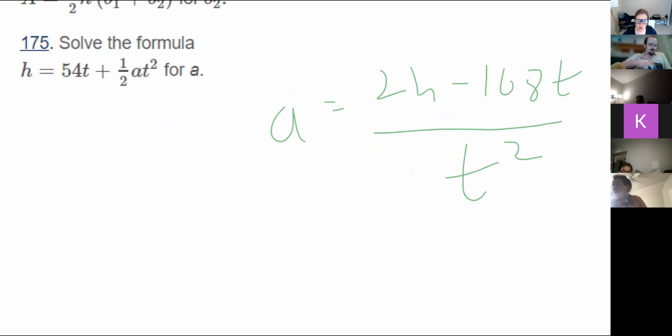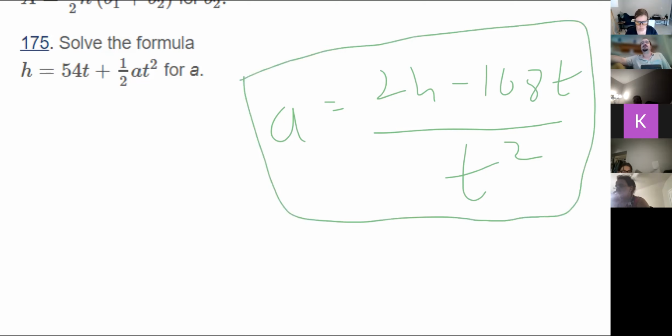That should be solved for a. Yes, solve for a. I'm not sure what the question is. I want to just make sure that if it is the whole thing over t squared, it's the solution. Yeah, this is it. This is what we're expecting. This formula. Okay, thank you.